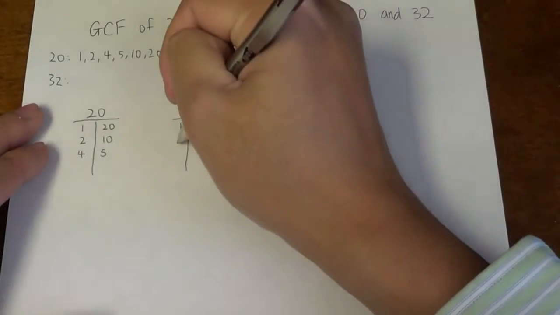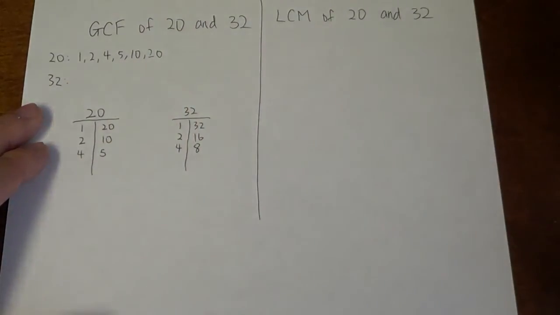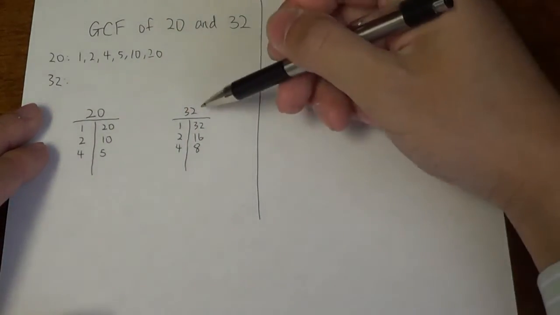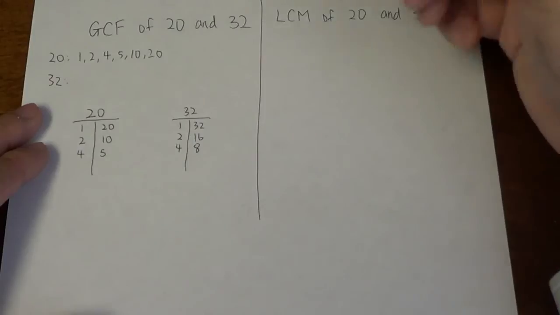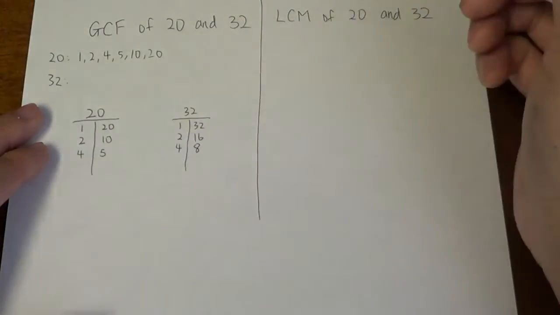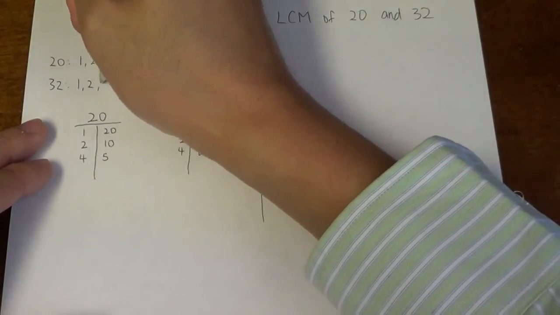4, I know it will work because that's on my times table. 5, the last digit needs to be a 5 or a 0, so it won't work. 6 doesn't work. 7, 8, and once I get to 8, I know I have come full circle. So those are my factors.